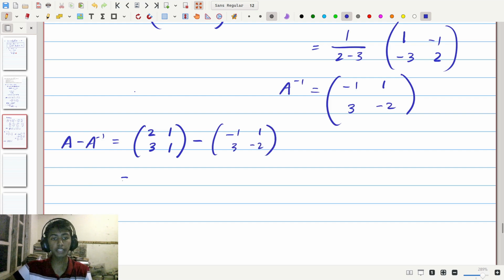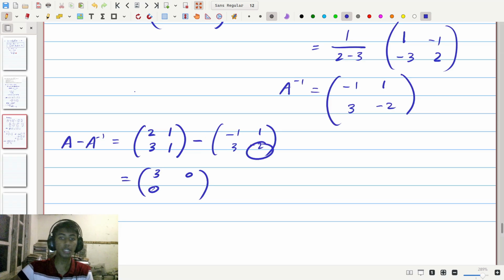Now if you subtract, you can get a 2 by 2 matrix, and the entries of this 2 by 2 matrix are going to be 2 minus negative 1, which is 3, 1 minus 1, which is going to be 0, 3 minus 3, which is going to be 0, and 1 minus negative 2, which is going to be 3. Now if we factor out a 3 from this, we have 3 times 1, 0, 0, 1.